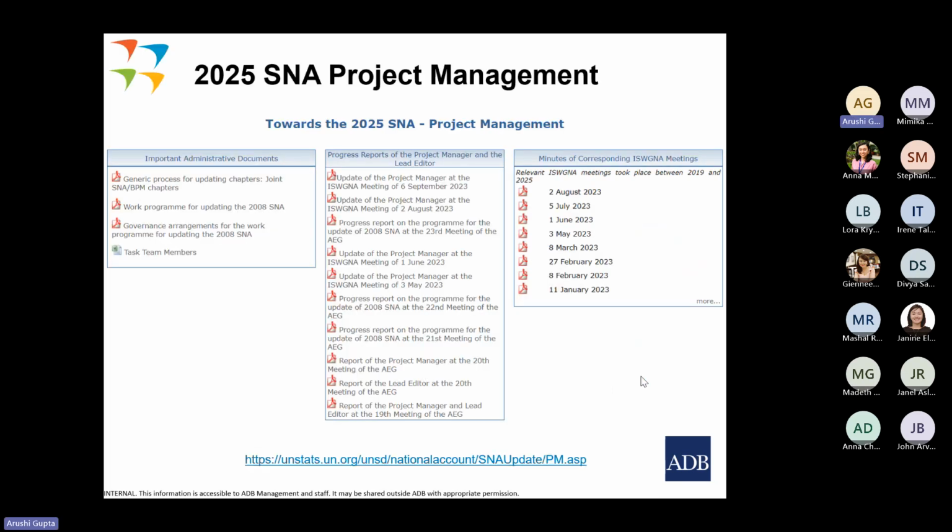So this is a snapshot of what the project management page of 2025 SNA looks like. It contains detailed documents pertaining to the administrative procedures for updating the SNA manual, the progress updates, as well as the minutes of the meetings of the Intersecretariat Working Group. And the link has been provided in this presentation for you to go through. So you can click on these different PDFs and actually see the detailed discussions as well as updates with respect to various topics. And these pages are regularly updated as soon as the meetings take place. So, yeah, it's a great resource to explore further into the framework.